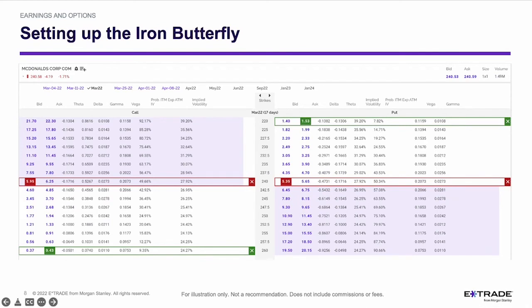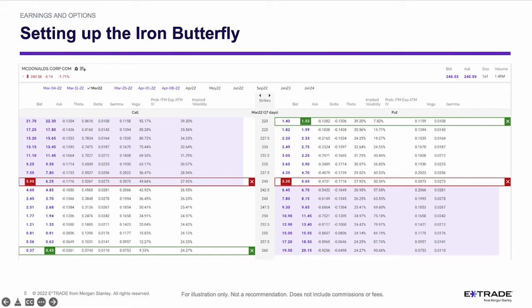Okay, let's take what we've been talking about and what we have been observing up to this point with McDonald's, and let's create a trade. The trade I'm going to create is called an iron butterfly. An iron butterfly is going to benefit when volatility overstates, and we expect that volatility is going to revert to the mean, or it's going to contract.